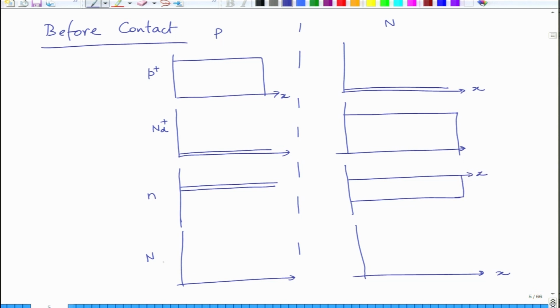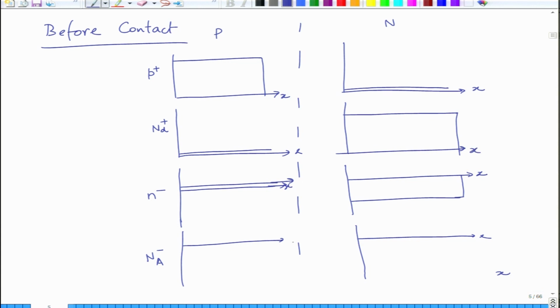Okay. Similarly for Na now, so this is N minus. Minus and plus are written just to depict the positive and negative charge density, and this is Na minus. Na minus would again be, so if I again redraw these lines, X, all of them are X, okay. So Na minus would again be large for this and very small for this, okay.